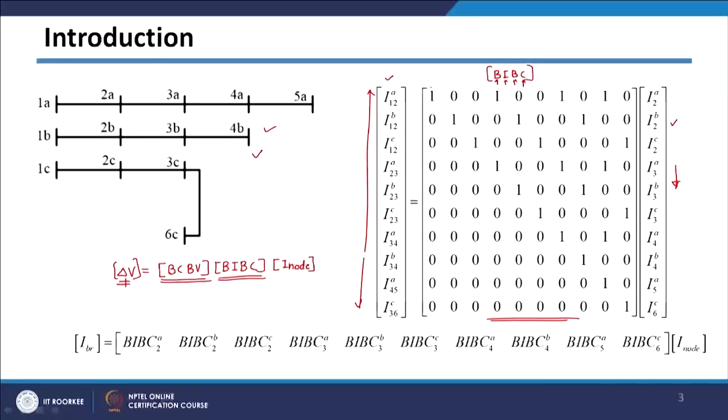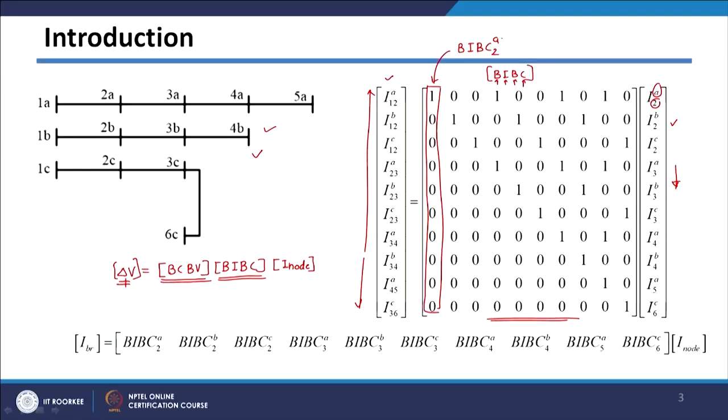Now, for short circuit analysis, I am not exactly modifying this BIBC matrix, only defining it in a different way, so that each of these columns will be defined separately. This first column corresponds to node number 2 and phase A. So, I am calling this column BIBC, with subscript 2 and superscript A, since it corresponds to node 2 and phase A.